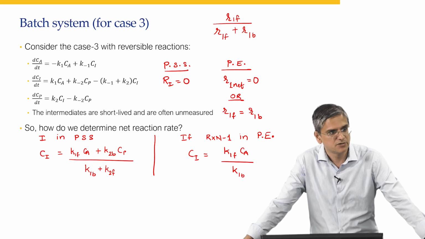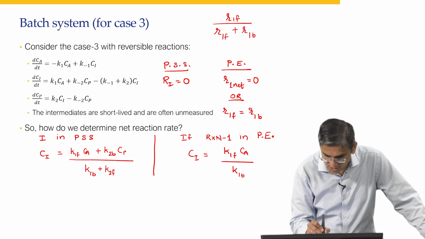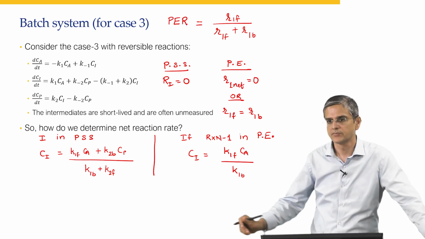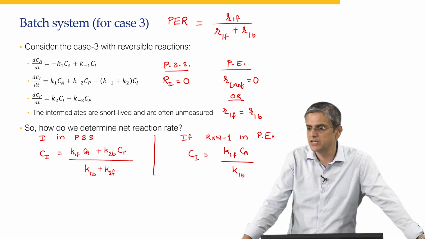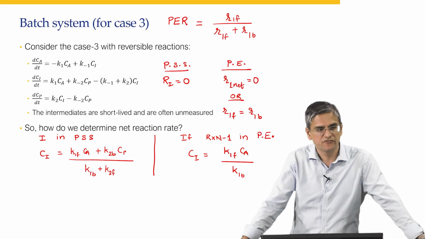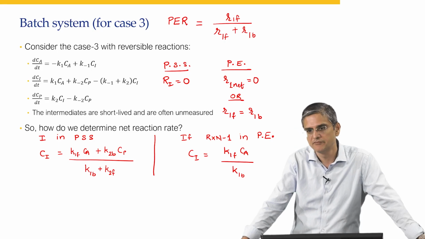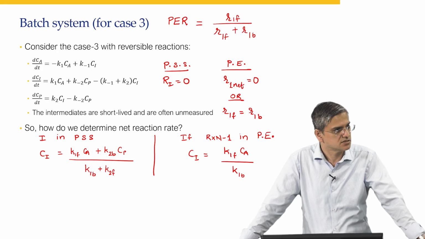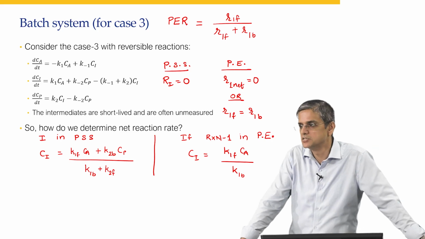At partial equilibrium, what will this value be? 0.5. Okay. This is called the partial equilibrium ratio. If this value lies between, let us say, 0.45 to 0.55, plus or minus 10% of 0.5, then we will consider that that particular reaction is under partial equilibrium. This is what we do in our research.